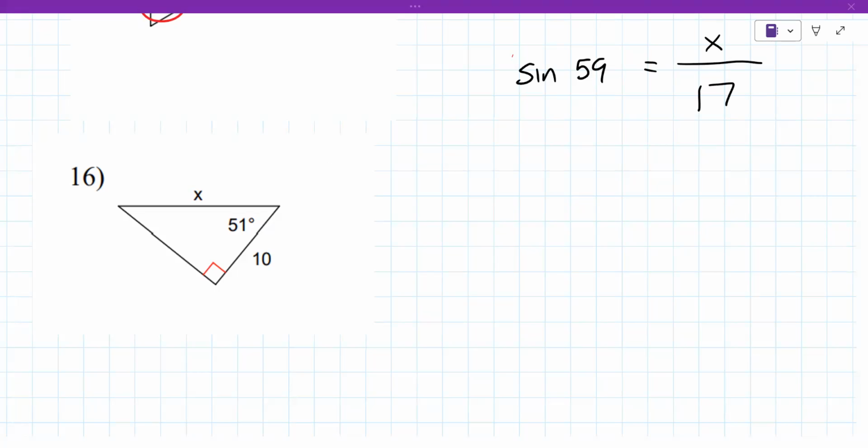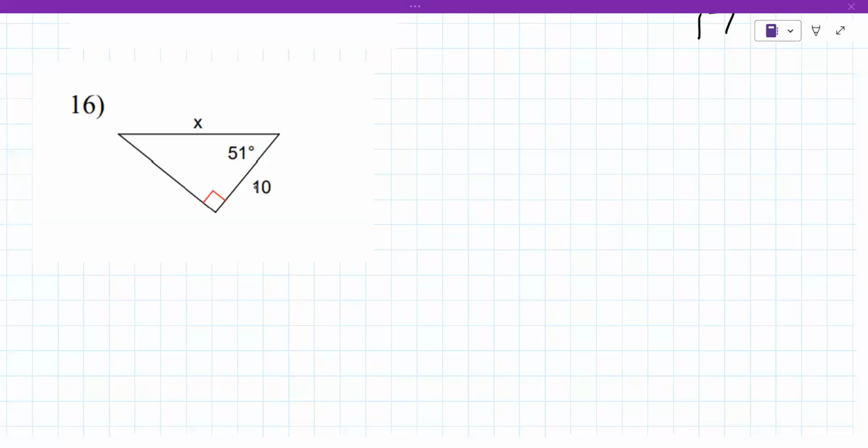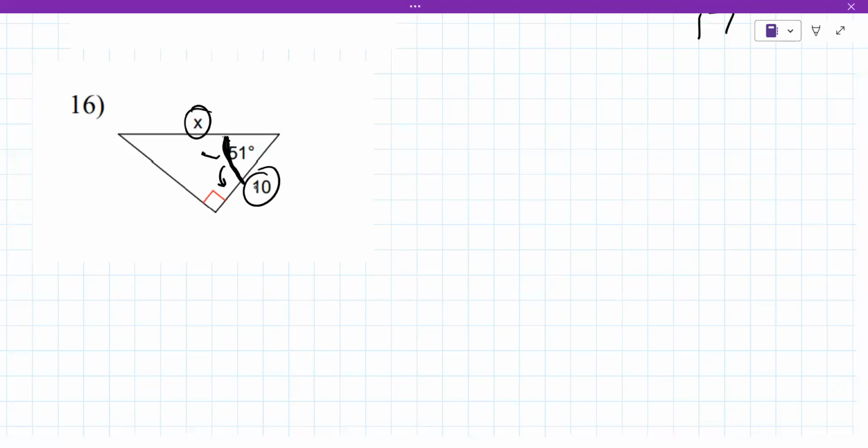I don't even know which one I'm supposed to be looking at. 16. So the angle's down here, so you've got to say, okay, that's side 10 and then X. Cosine. It is cosine. Good.